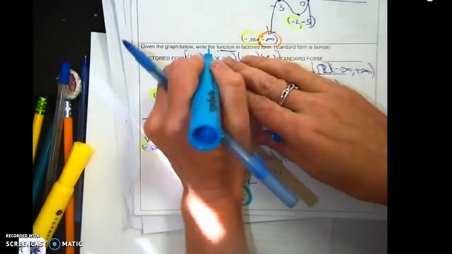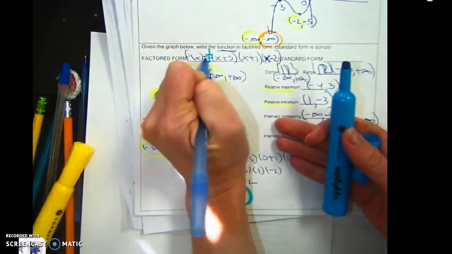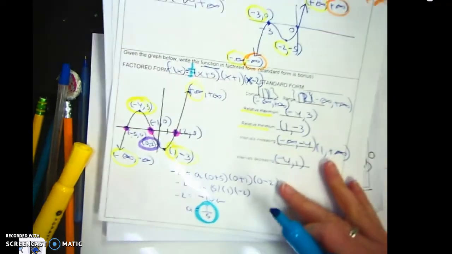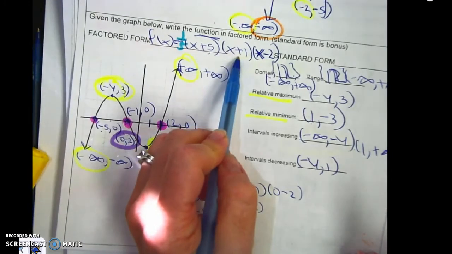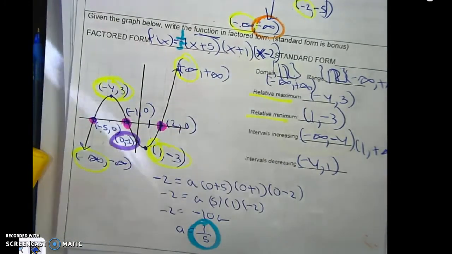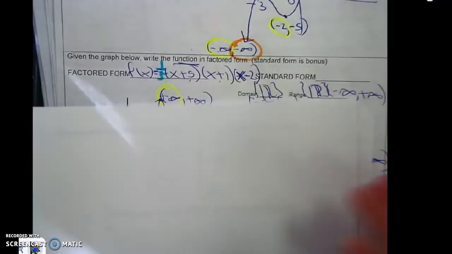So what I need to make sure that I do is that I include that 1/5 in here. So it should be f of x equals, make that a little bit bigger, 1/5 x plus 5, x plus 1, x minus 2. All right, I get bonus for standard form, so let me do that.